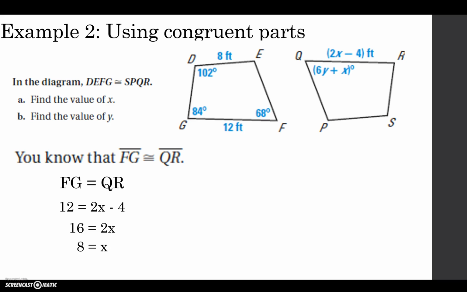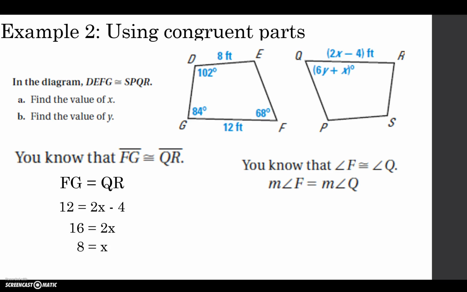Moving on, I'm going to now find the value of y. So what I know here is angles F and Q are congruent. Again, if you couldn't identify that from the picture, since it's oriented differently, you could always look here at F and Q are in the same positioning. So I know that angles F and Q are congruent. That means their measures are equal.